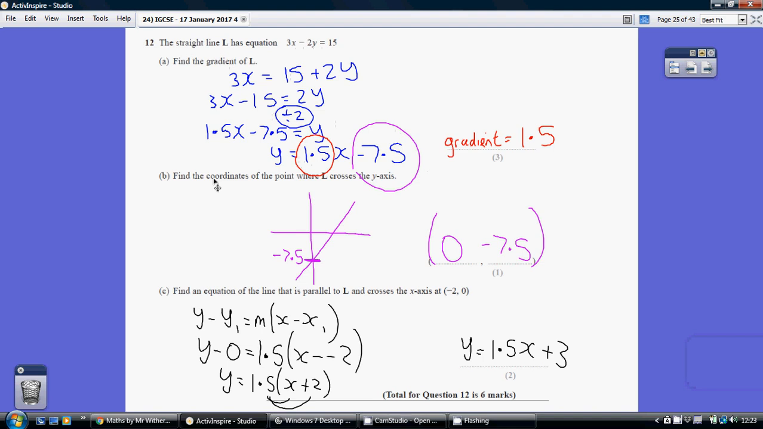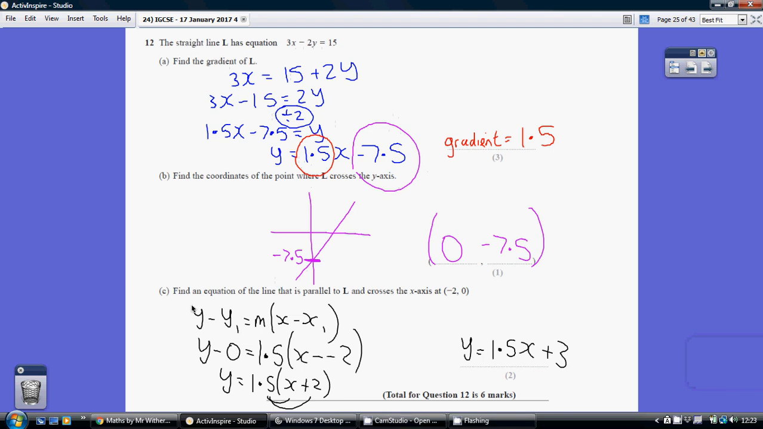Now for part B, find the coordinate of the point where L crosses the y-axis. Well, that's just what I was saying above. That is what the c represents. So this line crosses the axis at minus 7.5, the coordinate 0, minus 7.5, crossing the y-axis at minus 7.5. So the coordinate is 0, minus 7.5. Nothing along the corridor, 7.5 down the stairs.